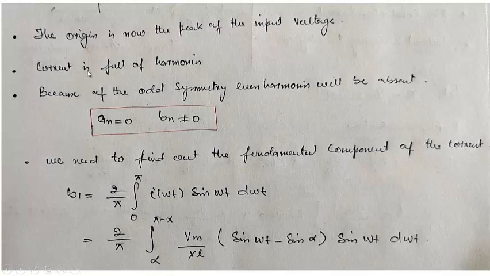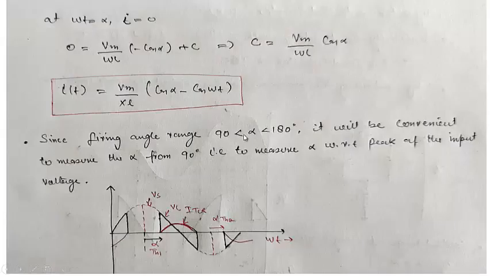Current, actually, is full of harmonics. Because of the odd symmetry, even harmonics will be absent. When we take this as the origin, you will see that the current has odd symmetry.